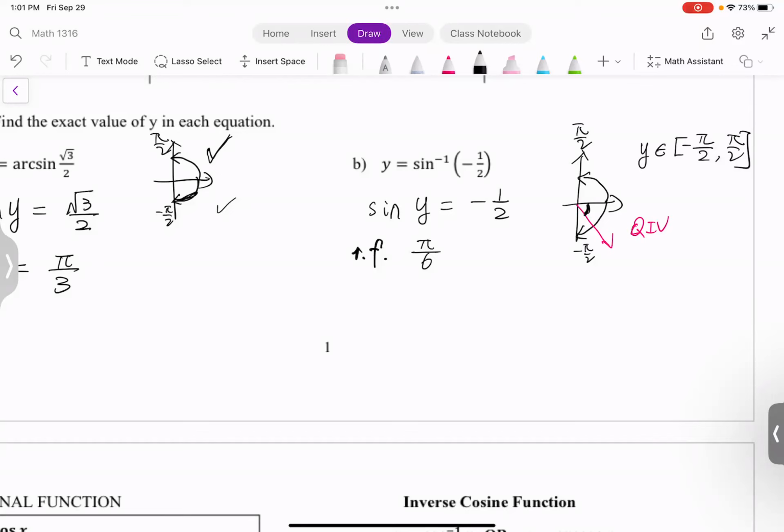So I have y equals negative pi over 6, because I know this acute angle is pi over 6, but the rotation from initial to this terminal side is clockwise. So I must have negative pi over 6. Okay, all right, let's move on.